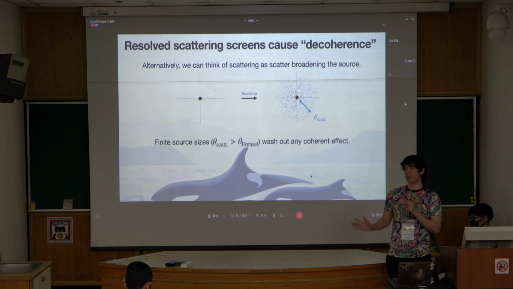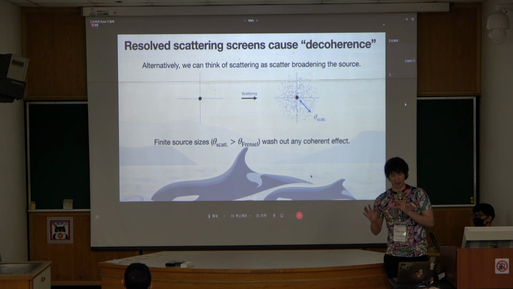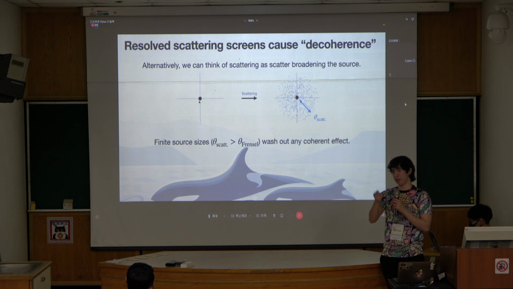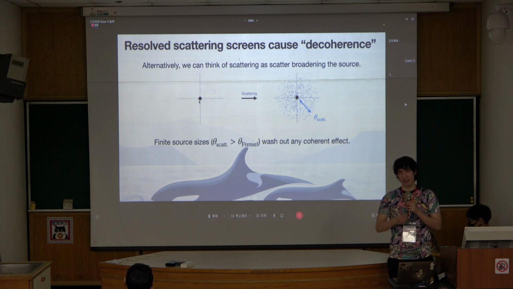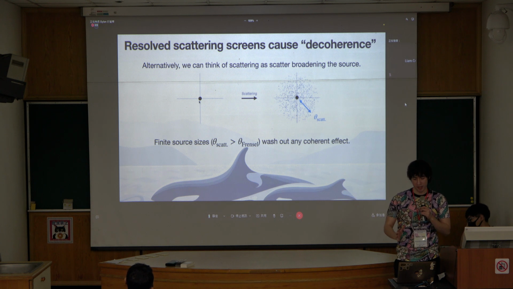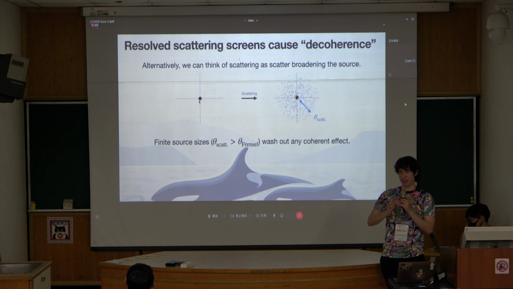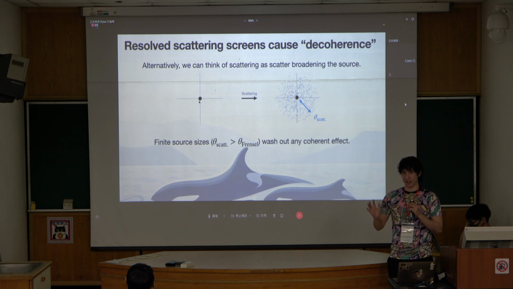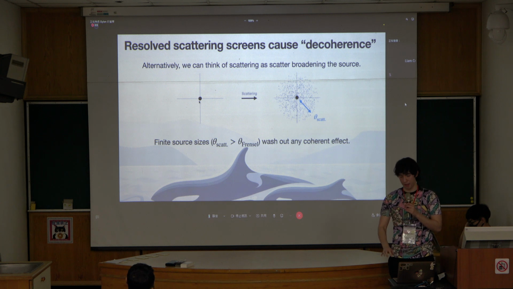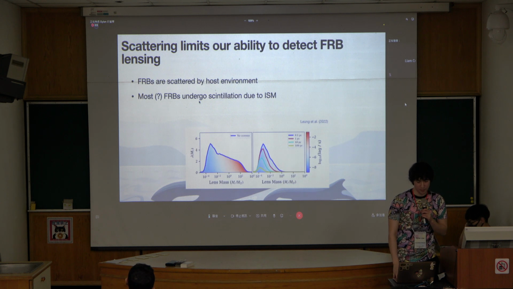Okay, and an alternative way of phrasing the same thing is, without a scattering screen, the FRB is just a point source, and point sources are coherent. But when you have scattering, this point source gets scatter broadened, and there's a limit in which, if the spread is too large, then it becomes effectively incoherent. So that's just another way of making the same argument.